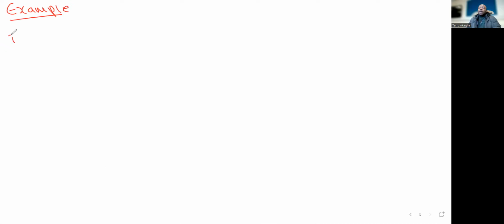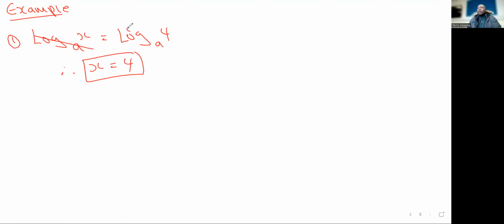So let's assume we have log a x is equal to log a 4, and you are told to find x. Easy, because you have logs to the same base on both sides, so this can cancel out. So therefore, x is going to be equal to 4. Number 2, we have ln 5 is equal to ln x. Because it's just ln on both sides, this can cancel out. So therefore, x will be equal to 5. Easy and straight to the point.